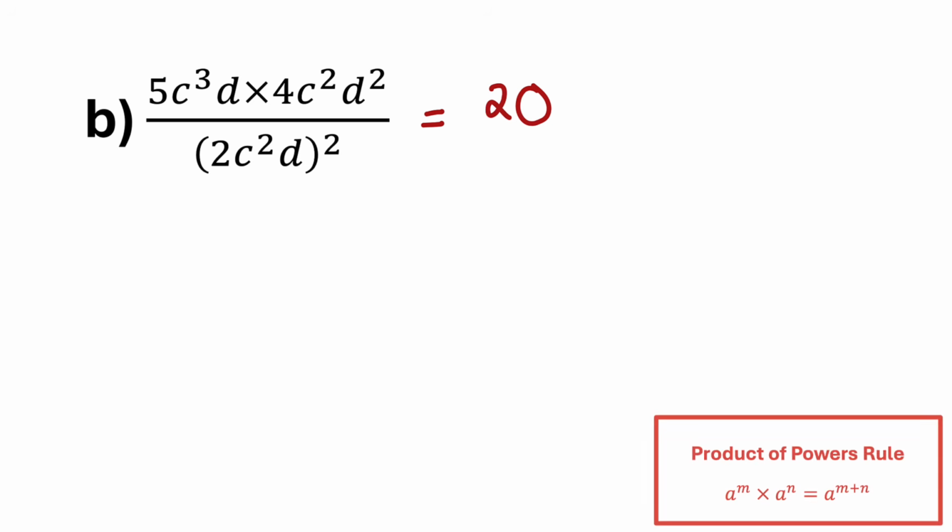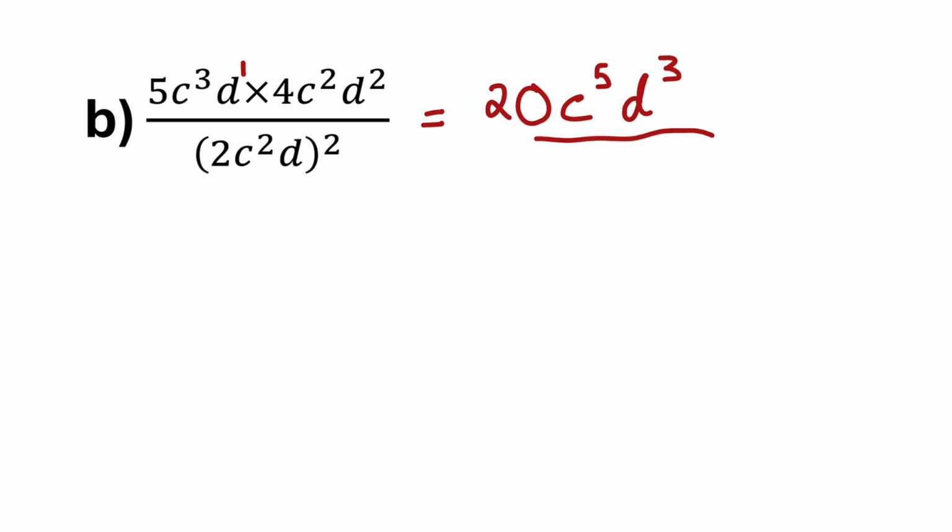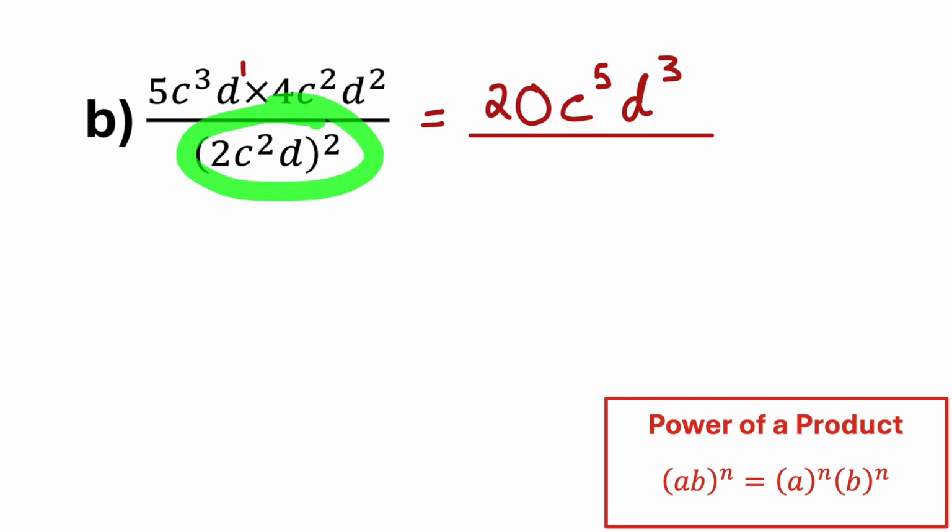Using the product of powers rule, I can simplify those to a single power by keeping that base of c and adding their exponents, 3 plus 2, which is 5. And then I also have two powers of d being multiplied together. I have a d to the power of 1 being multiplied by a d to the power of 2. Writing those as a single power, I keep the base of d and add their exponents, 1 plus 2, which is equal to 3. And then in the denominator, I have a power of a product.